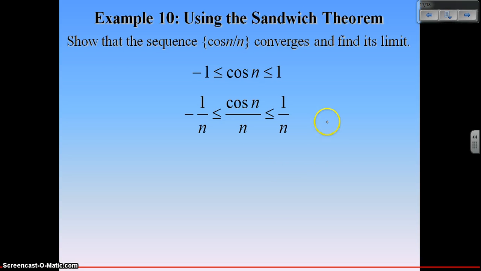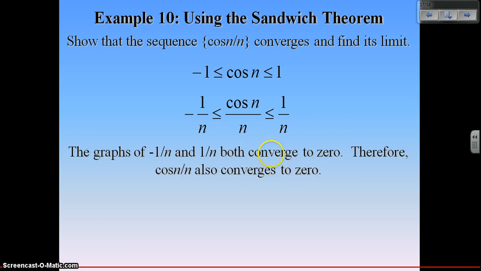Now, if you were to sketch 1 over n and -1 over n, you see that both of these approach 0. So this one approaches 0, that one approaches 0. We can only conclude then that the one in the middle must also converge to 0.